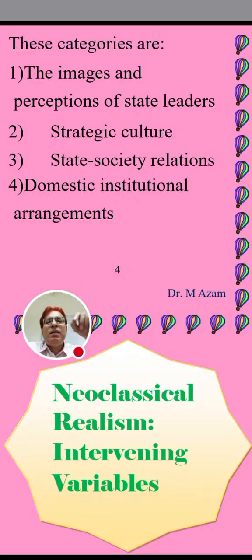So this set of intervening variables also refers to the constitution. Basically, the constitution explains what kind of major institutions there have to be in the state, and what will be their powers and functions, and how will they relate to each other. The constitution basically explains these relations, these structures, institutions. So domestic institutional arrangements also refer to the constitutions of the states.